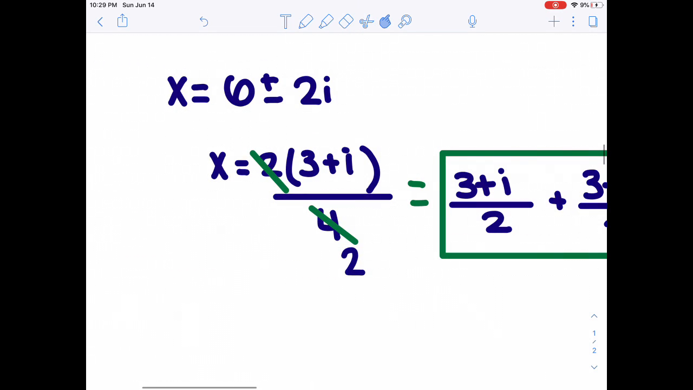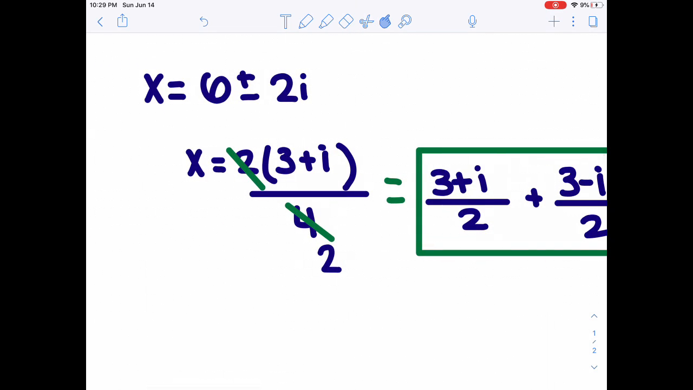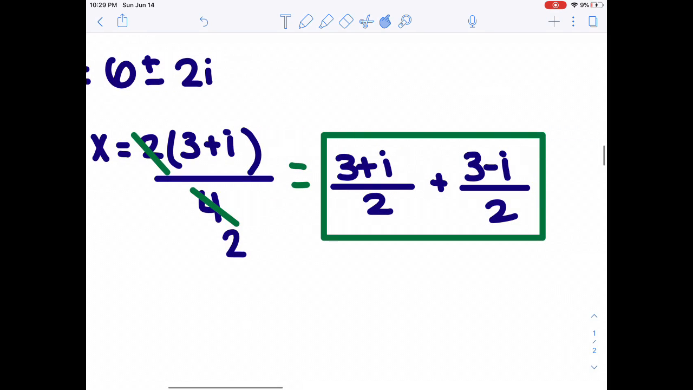After that, you are going to write it out as x equals 2 times 3 plus i, over 4. You're going to cross out the 2 and the 4 and simplify it, which makes the 4 into a 2. After that, you should be left with the answer 3 plus i over 2 plus 3 minus i over 2.